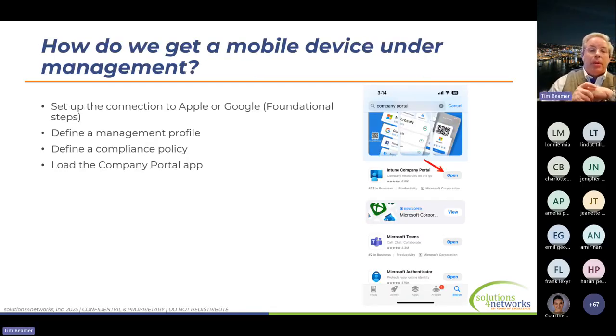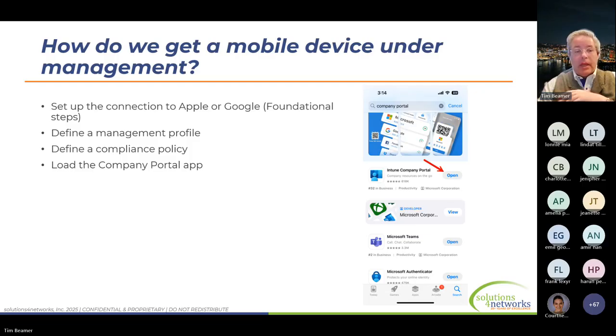So, how do we get a mobile device under management? Well, first we have to go through those foundational steps. I have to make sure that I'm connected to Apple or Google, so that I have access to the management APIs and can connect to those devices and push a management profile. Then we define a management profile and a compliance policy. Those are two different things. The management profile is the settings and whatnot that I want to push. The compliance policy deals with the PIN length, what version of the operating system you use, those kinds of things.